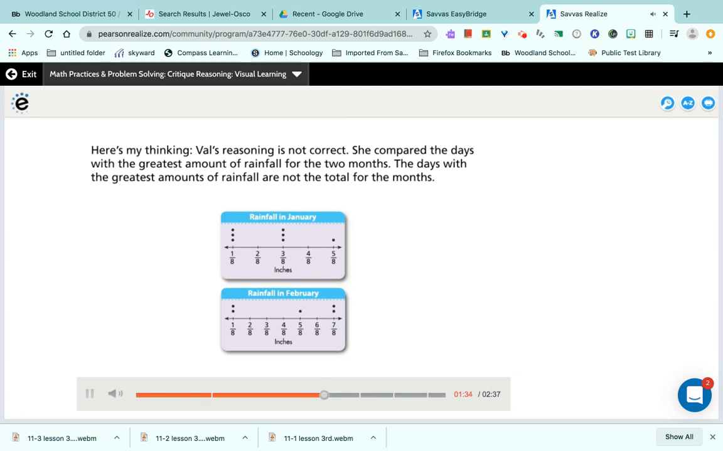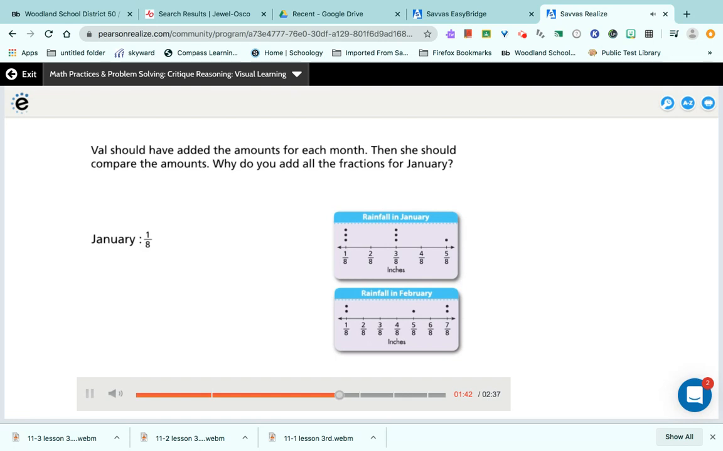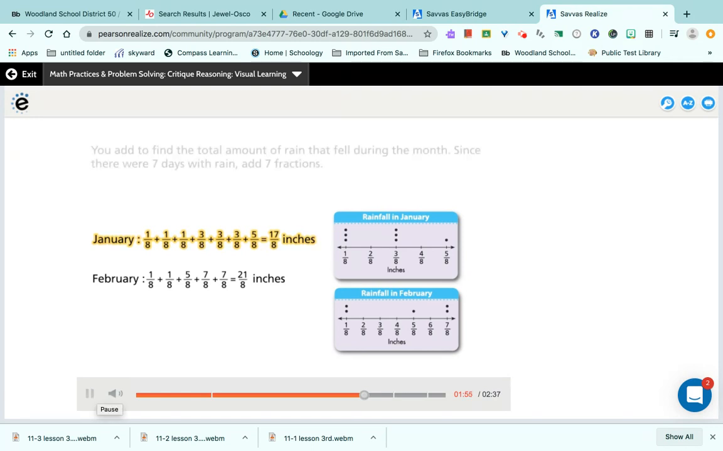The days with the greatest amounts of rainfall are not the total for the months. Val should have added the amounts for each month. Then she should compare the amounts. Why do you add all the fractions for January? You add to find the total amount of rain that fell during the month. Since there were 7 days with rain, add 7 fractions.